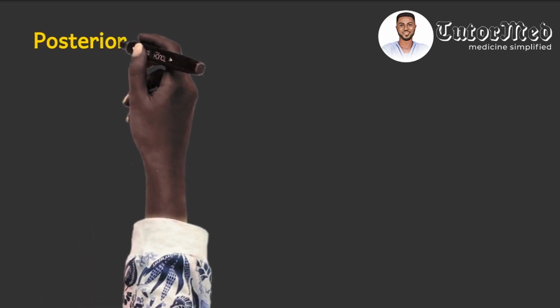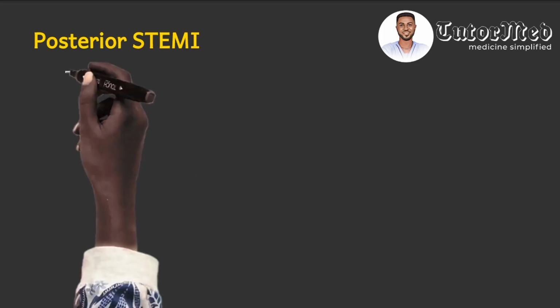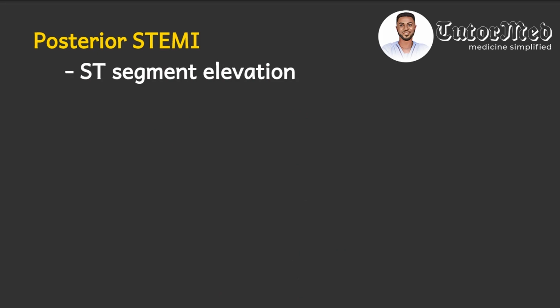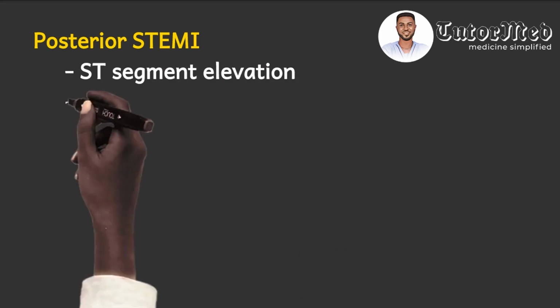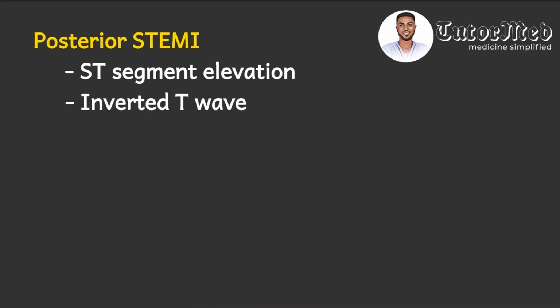And so the features that the posterior leads would pick in posterior STEMI, if they were placed there, would include: 1. ST segment elevation, which is the main thing we would see. There may be an inverted T wave and the presence of a pathological Q wave.